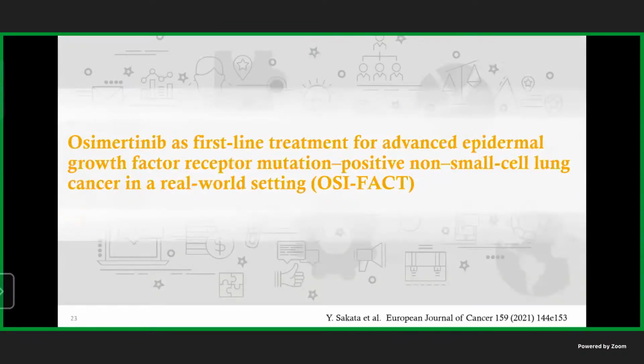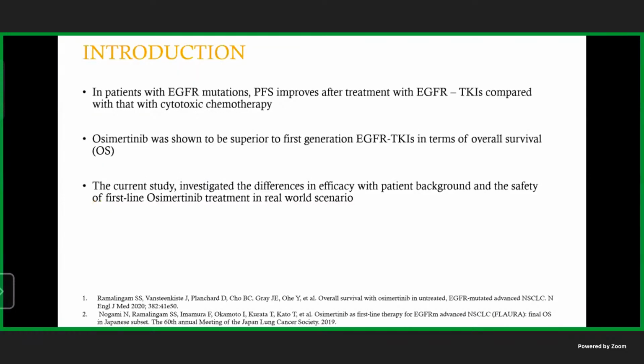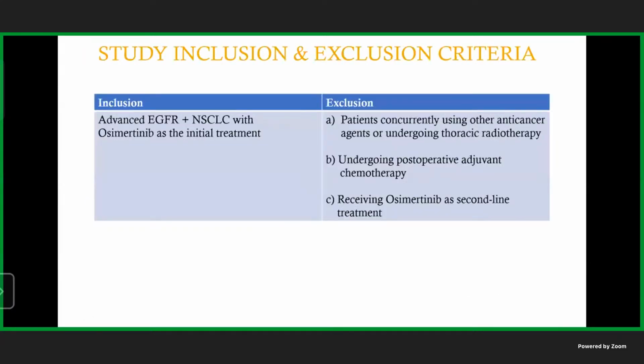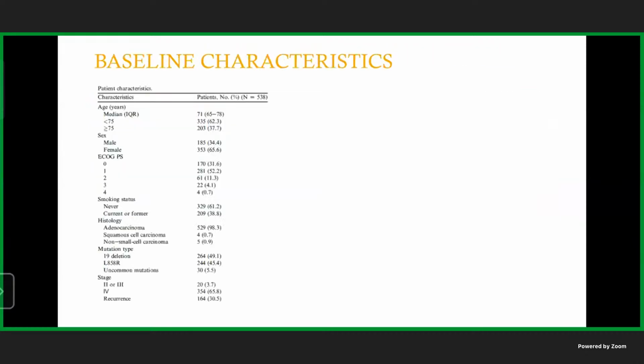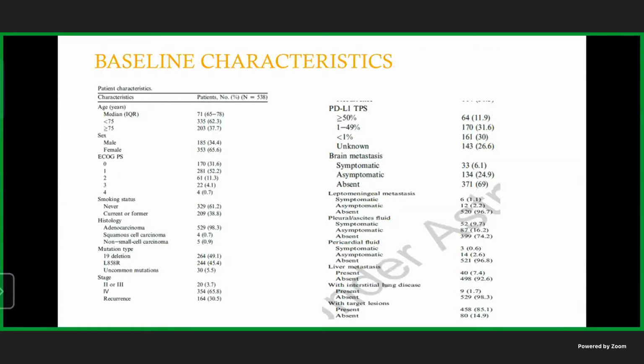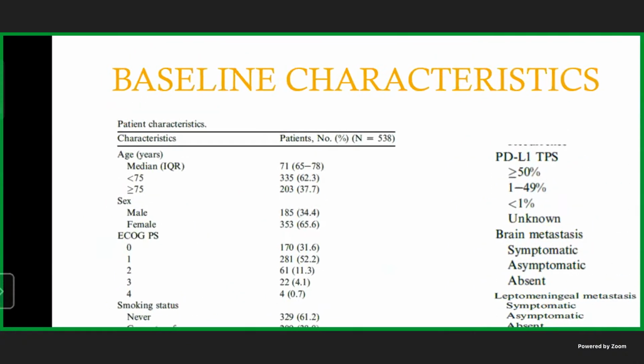Coming on to the second study, that is the OCFECT study. This is a similar background to what we saw in the last clinical study, the real world study. So inclusion criteria were similar to that of the last study: EGFR mutant NSCLC, and osimertinib as the initial treatment. And exclusion criteria were patients concurrently using other anti-cancer treatment, undergoing post-operative adjuvant chemotherapy, or receiving osimertinib as a second-line treatment. And these were the baseline clinical characteristics of the patients.